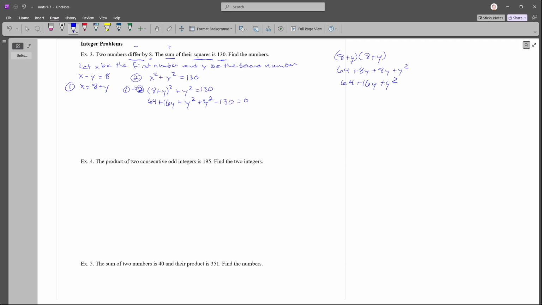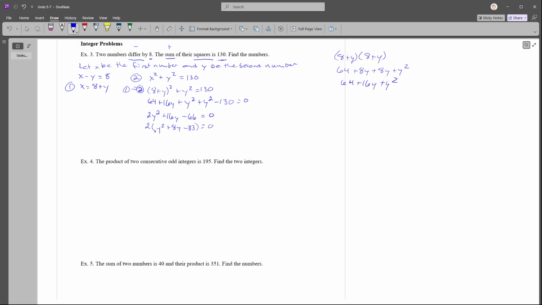Now we have to clean this up. How many y squares do we have? We have 2 y squares. How many y's do we have? Only 16, so plus 16y. Now we collect all of our constants. We have 64 minus 130. I think that's minus 66. Yes, minus 66, and that's equal to 0. Great. We can simplify this because clearly we have a greatest common factor. We can take out that 2. So we factor out the 2, and we end up with y squared plus 8y minus 33 is equal to 0.